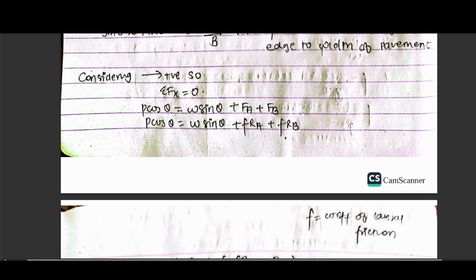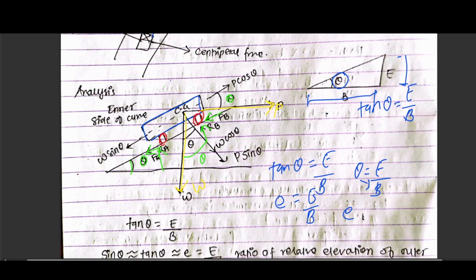So considering the positive direction in the horizontal axis, summation of Fx equals 0, and that means P cos theta equals, okay, let's look at this figure. In the horizontal direction, meaning the direction along the roadway, we are considering this direction as positive. So what will be its equation? Let's write the equation.